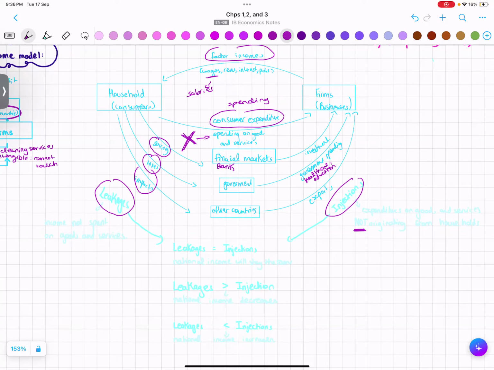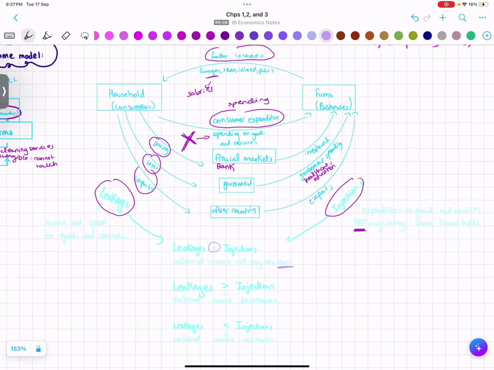So basically, leakages must be equal to the injections. If they are equal, then the national income will stay the same. But if leakages are greater than the injections, the national income will decrease, right? And if the injections are greater than the leakages, then the national income will increase, okay? So this is a good thing for the country.